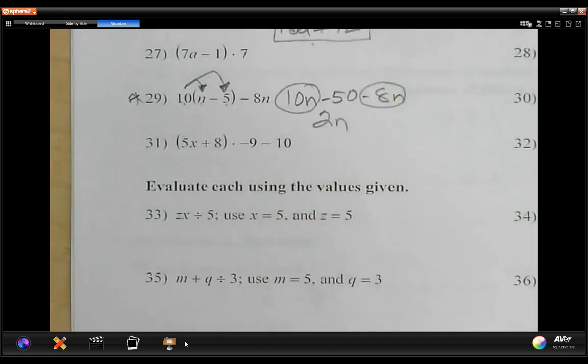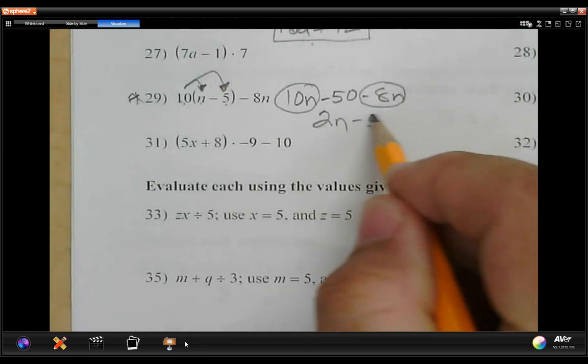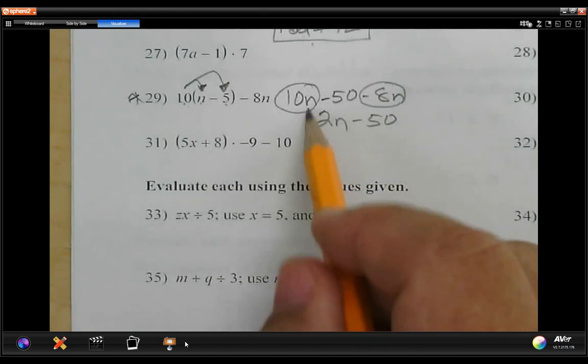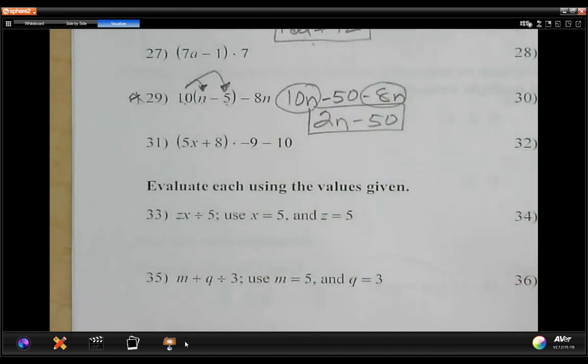And the n just comes along for the ride. So 10n minus 8n would be 2n, and then the subtract 50 just comes along too. And now I don't have any more like terms that I can combine, so this would be my final answer.